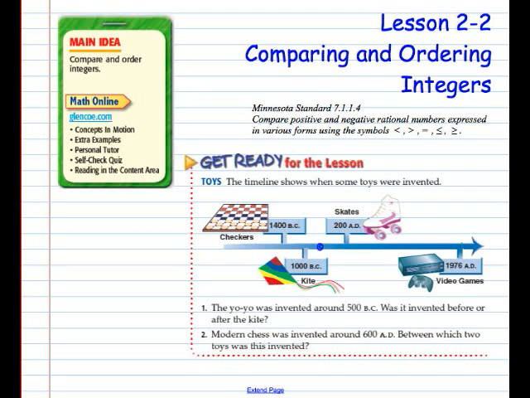Well, 500 BC would be right about here, which means it's to the right of 1000 BC on the number line, which would mean it was invented after the kite. Modern chess was invented around 600 AD, which would place it right about here and put it between skates and video games on the timeline.